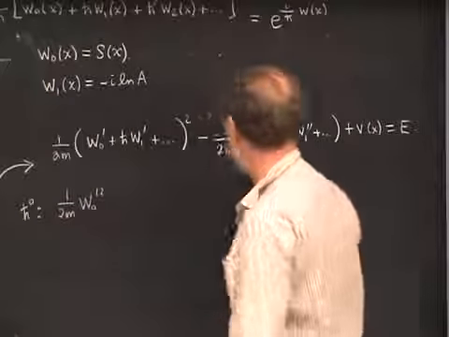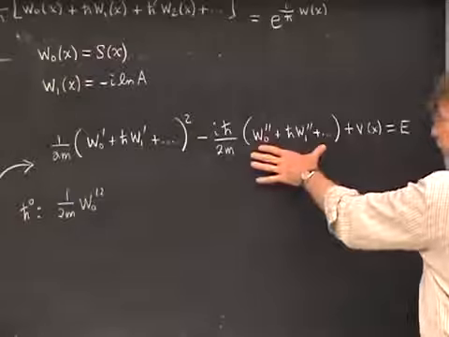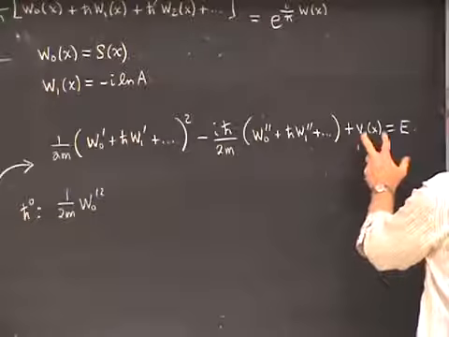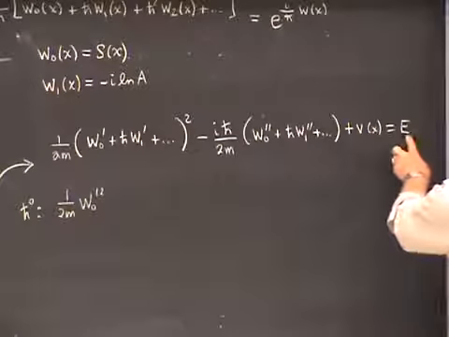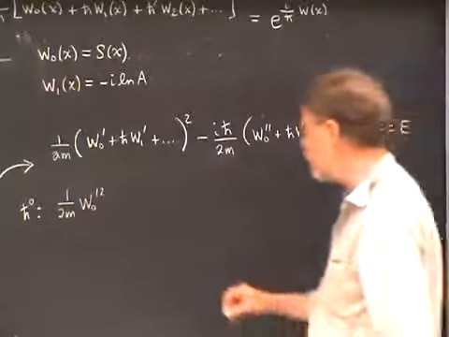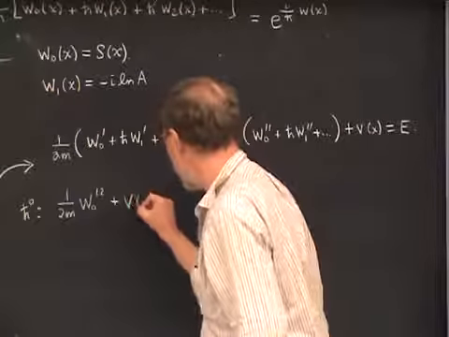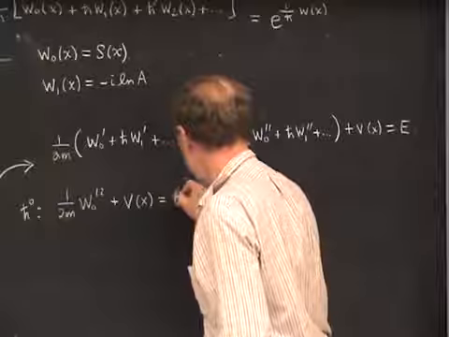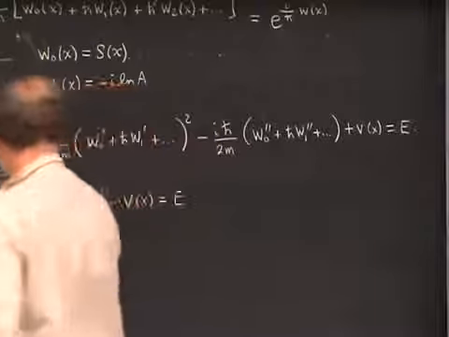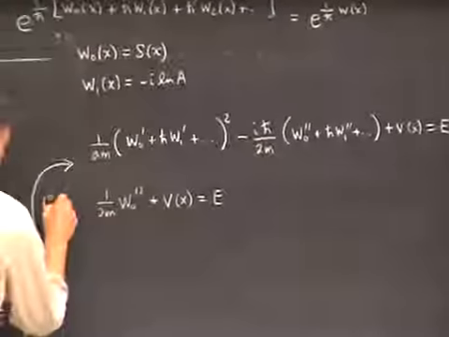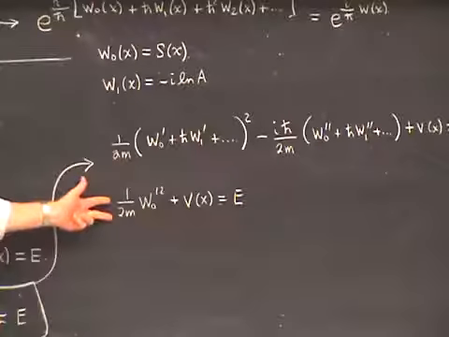And then the next term is already order h bar, so it doesn't contribute to h bar to the 0. And then there's the potential and the energy E, which don't depend on h bar, so this becomes plus V of x is equal to E. And let me back this off a little bit to the h bar equals 0 so you can see the equation better. So this is the lowest order equation we get.